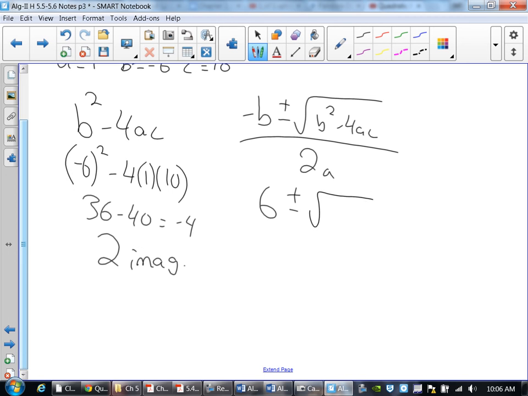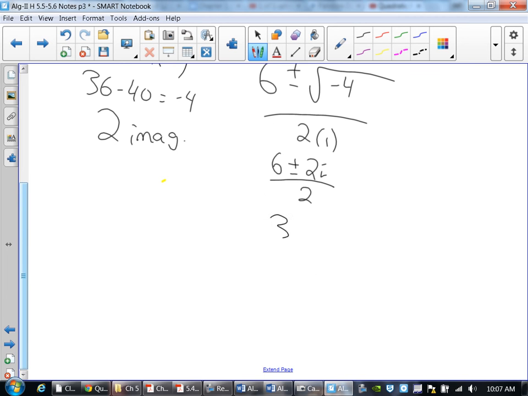I'm just filling out the rest of it. We already did the discriminant, it was negative 4. What's the square root of negative 4? 2i. So I wind up with 6 plus or minus 2i over 2. And can I simplify that? Yes. In this case, we can simplify it further, and we wind up with 3 plus or minus i. And you're done. You just leave it like that.